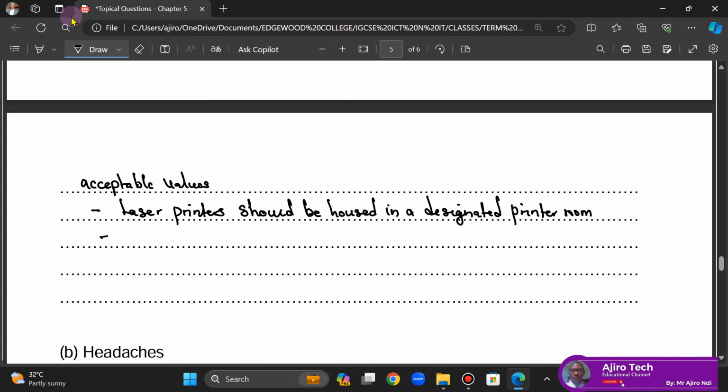And we can also change to using inkjet printers where possible.